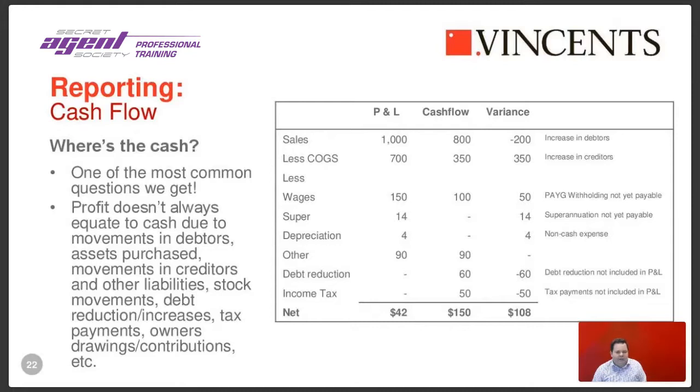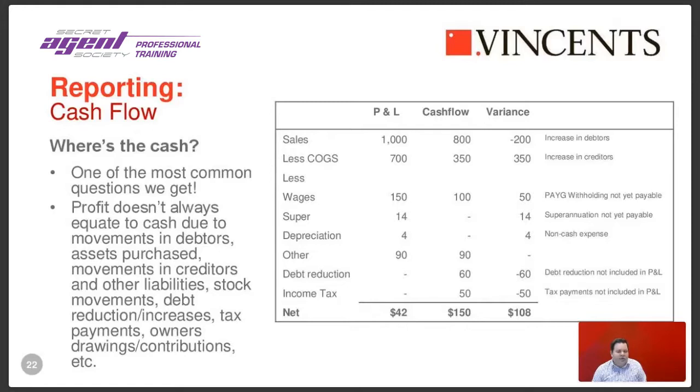You're still owed that money. Now, your cost of goods sold, you might have some terms on those suppliers. So in terms of your cash flow, you've only outlaid $350 of the $700. So there is an increase in creditors, or the amount that you owe to people, of $350.